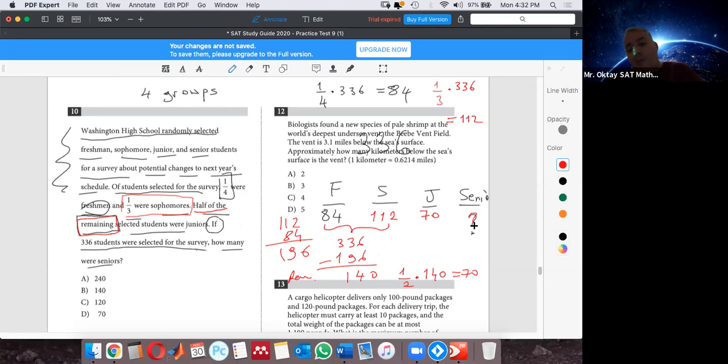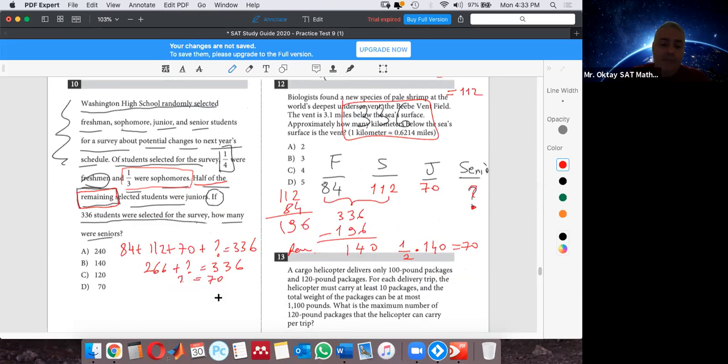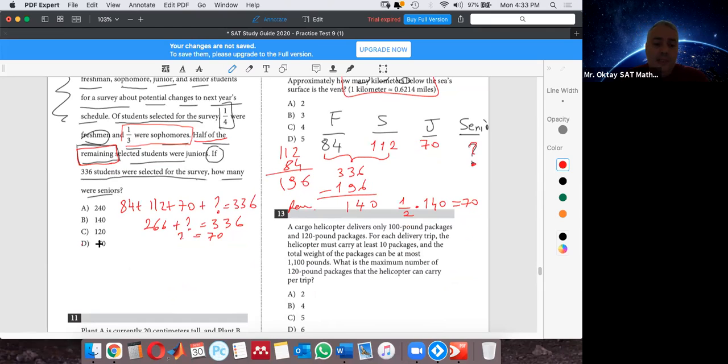Now question, how many seniors here? And what I know, totally 336. So let us write 84, 112, 70 plus question mark equals 336. Now I've used the calculator. 84 plus 112 plus 70 equals 266. 266 plus question mark equals 336. So when you subtract this, question mark is equal to 70. Okay? So the answer of the question is part B.